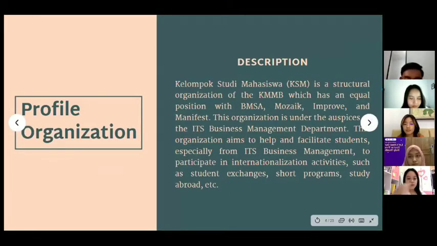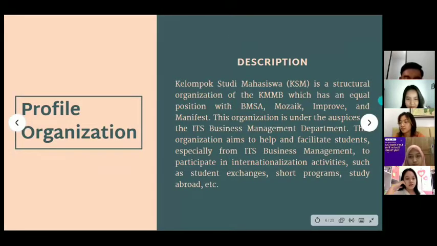Profile organization. Kelompok Studi Mahasiswa is a structural organization of the KMMB which has an equal position with PMSA, Mosaic, Improve, and Manifest. This organization is under the auspices of the ITS Business Management Department. This organization aims to help and facilitate students, especially from ITS Business Management, to participate in internationalization activities such as student exchange, short programs, and study abroad.